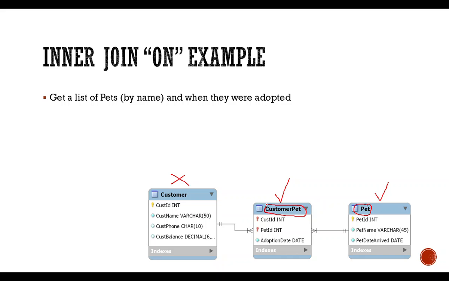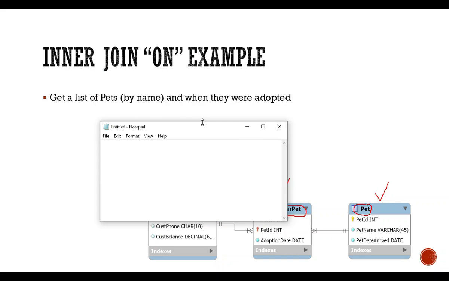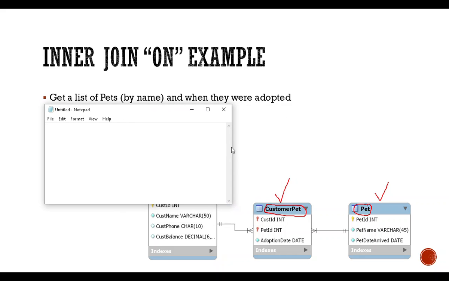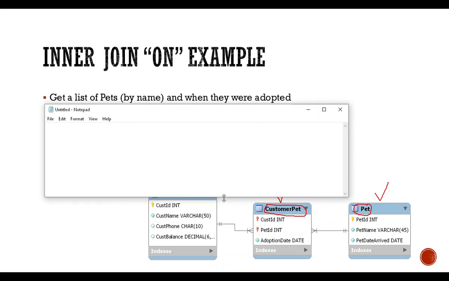Well, let me bring up a notepad window so we can actually do a little bit of writing here. Okay, so let me just make it a little shorter. Here we go. All right, so the first thing we're going to say is SELECT, and it asks for the pets by name. So obviously we're going to say pet name, right? That name is not ambiguous, so we can just say pet name. And then when they were adopted, let's see, that's adoption date. Again, not ambiguous, so we don't need to qualify it.